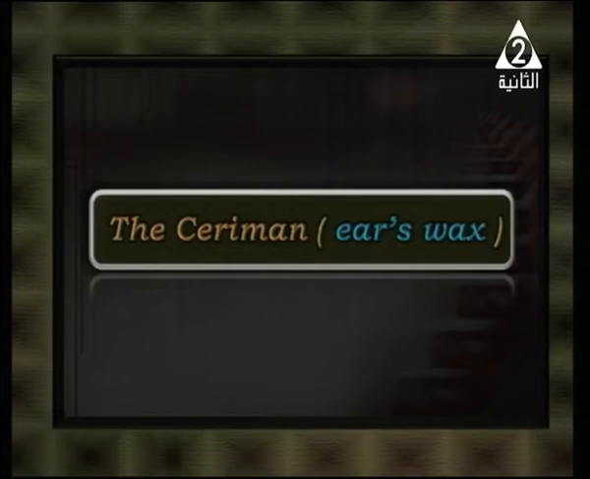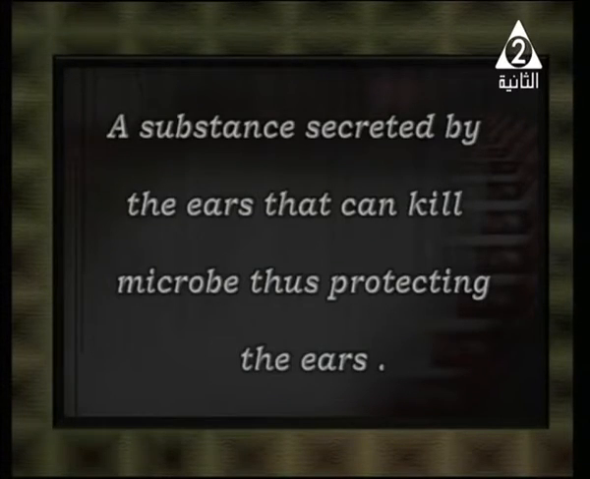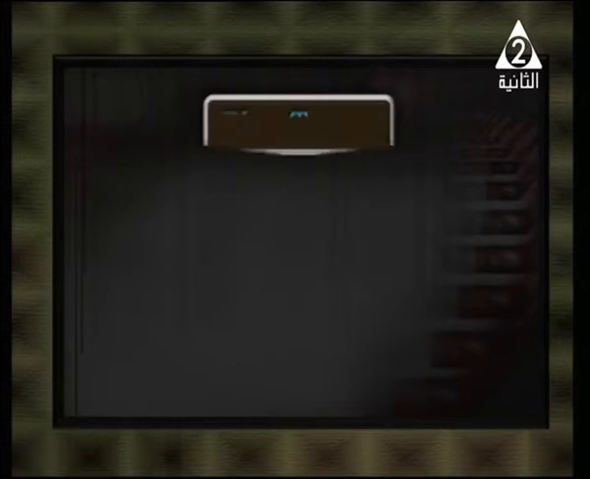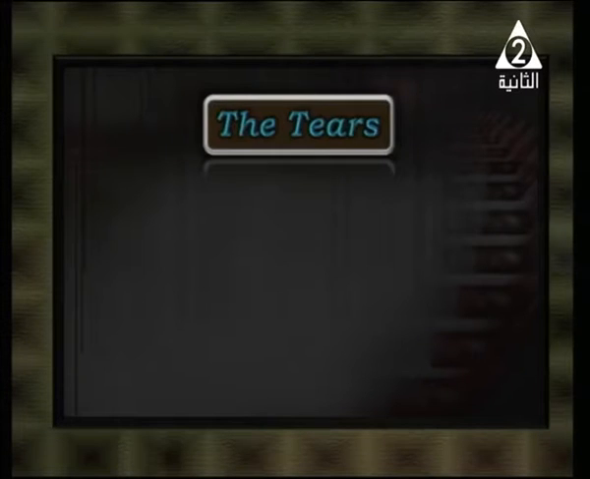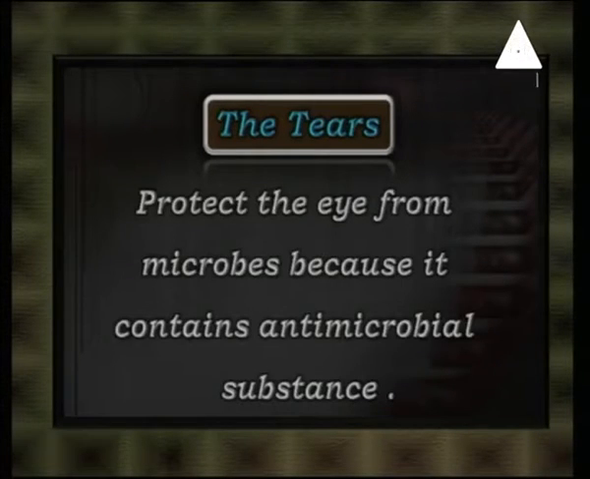After that, we have the ear's wax, the cerumen, inside your ear. This substance secreted by the ears can kill any microbes and also protects the ears. Also, we have the tears. They protect the eye and are secreted from the lacrimal glands of your eyes, and they protect the eyes from microbes because they contain antimicrobial substances.